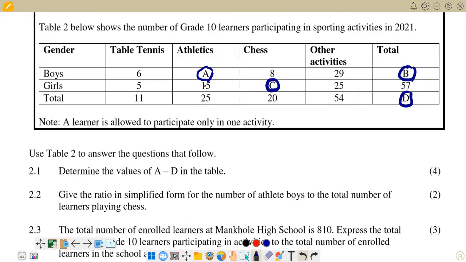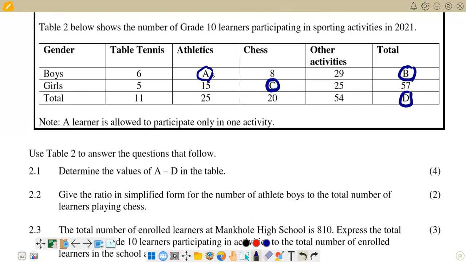We already know that for boys, 6 plus A plus 8 plus 29 will give us B. The same applies to girls, and for the total, we are going to say 11 plus 25 plus 20 plus 54, then you get our T. So we are just going to form a formula there, and then find the unknowns A, B, C, and D. Let's start by trying to find the value for A.